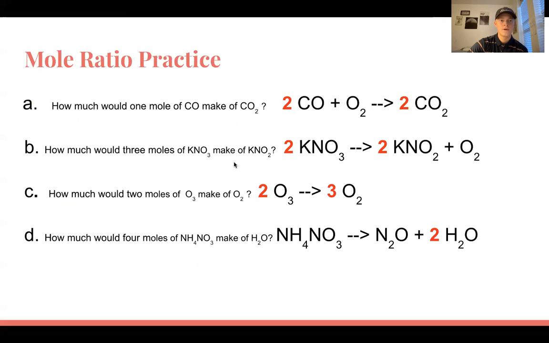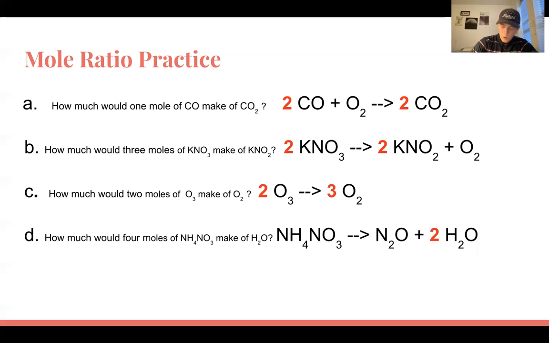So I'm going to go right through this, and here's some practice. I'll do 2 of these with you guys, and then I'll leave 2 of them for you to do on your own and practice. But for A, it would be: how much carbon dioxide would 1 mole of carbon monoxide make? So this will be interesting.